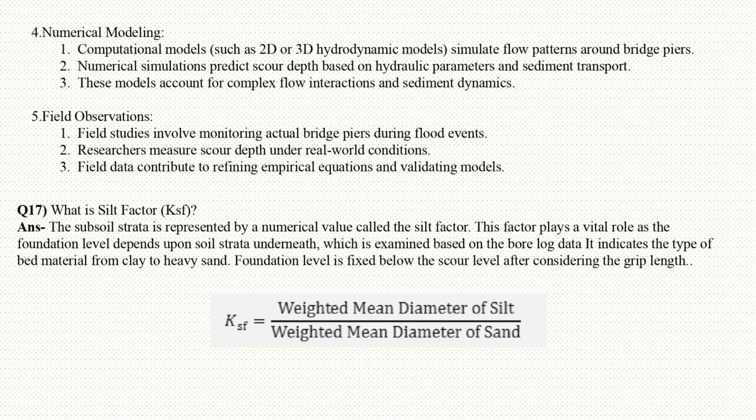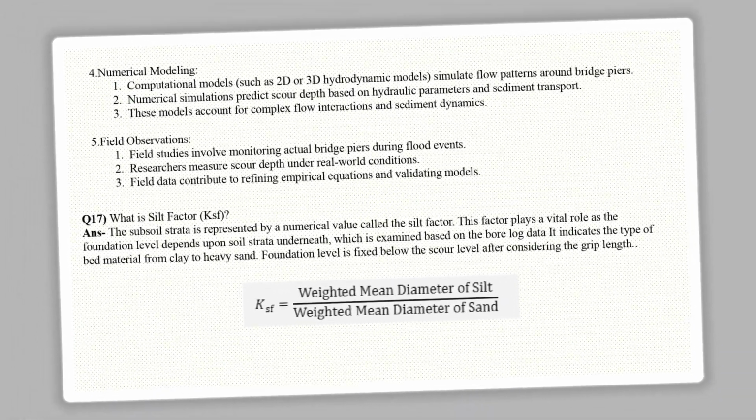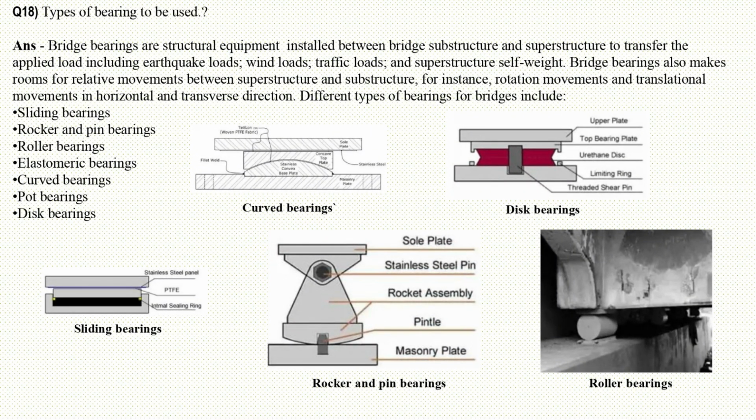Question 18. Types of bearing to be used. Answer. Bridge bearings are structural equipment installed between the bridge substructure and superstructure to transfer the applied loads, including earthquake loads, wind loads, traffic loads, and superstructure self-weight. Bridge bearings also make room for relative movements between superstructure and substructure, for instance, rotational movements and translational movements in horizontal and transverse directions. Different types of bearings for bridges include sliding bearings, rocker and pin bearings, roller bearings, elastomeric bearings, curved bearings, and pot bearings.